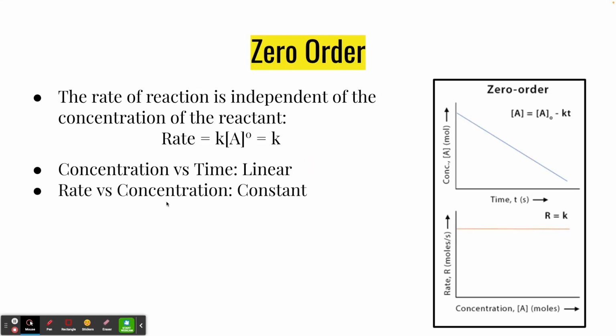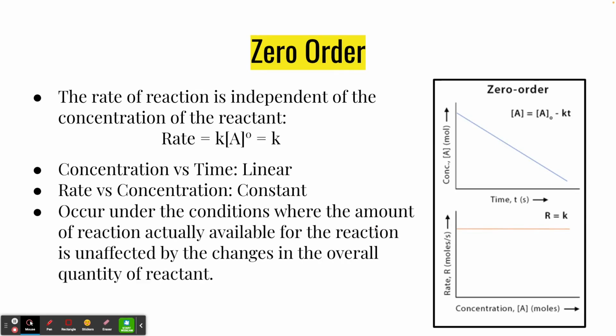If we're looking at rate versus concentration, though, the rate is unaffected by the concentration of A. So as you see, the rate here is the same no matter what the concentration of A is. So it's constant. So when do zero order reactions occur? They would occur when the amount of the reactant actually available for the reaction is unaffected by the changes in the overall quantity of the reactant.